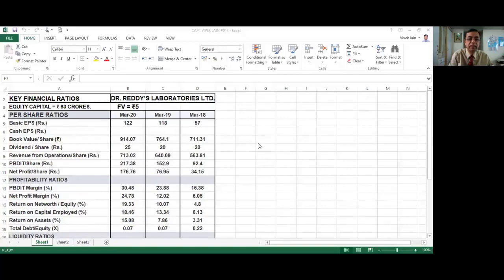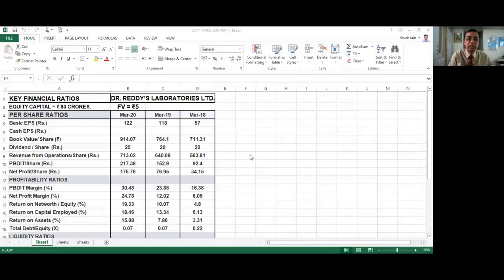You can see that the EPS has been increasing quite appreciatively from 57 to 118 to 122. The book value of the share has also been quite handsomely increasing from 711 till it comes to 914. The dividend that the company announced and declared and distributed to the shareholders is 20, 20 and 25 per share.